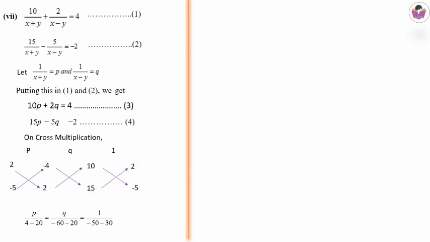You have to subtract it. Then go for calculation: p divided by 4 minus 20, that is minus 16, q divided by minus 60 minus 20, that is minus 80. Finally 1 divided by minus 50 minus 30, that is minus 80. Take two pairs, p divided by minus 16 is equal to 1 divided by minus 80. Then we can calculate p by cross multiplication: 1 into minus 16 by minus 80, cancel it, and the final answer is 1 by 5.